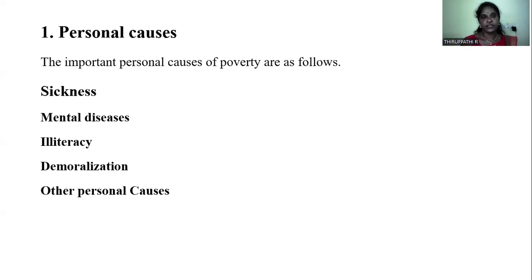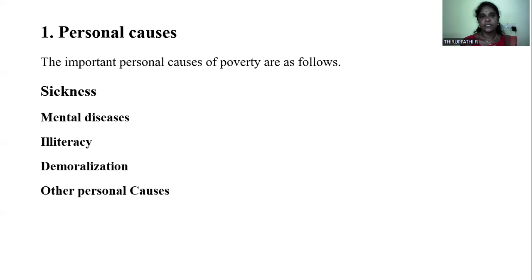There are a number of causes of poverty. One is the personal cause, another is the geographical cause, next are the economic causes, and the last one is the social causes. These are the four main causes of increasing poverty in our economy. We can see them one by one.